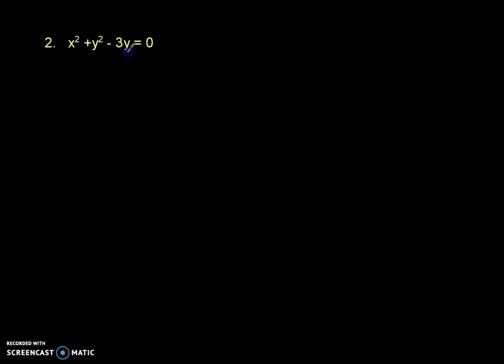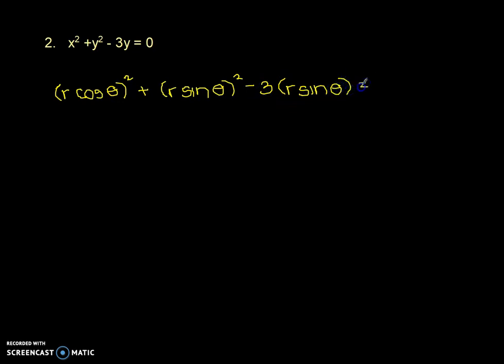Let's say I give you x squared plus y squared minus 3y equals 0. Now this is in rectangular form because everything is in terms of x and y. So I'm going to do what I did before. I'm going to change x to r cosine theta. It's squared again, so I'm going to bring down the square, plus, instead of y, it'll say r times sine of theta. Again, it's squared, minus 3 times y would be replaced with r sine theta equals 0. So this is now a polar equation. I just have to simplify it.